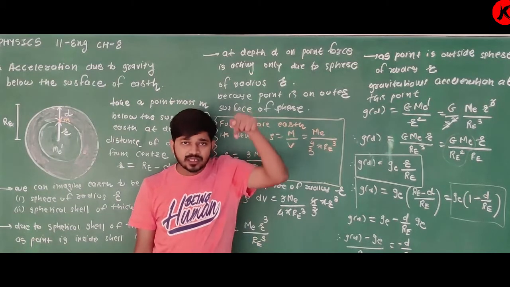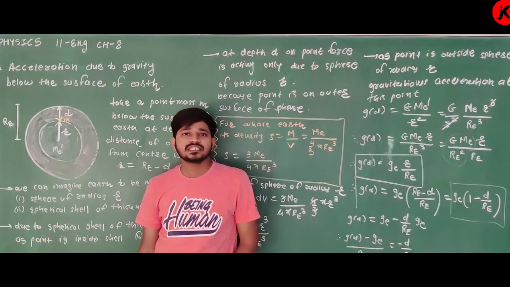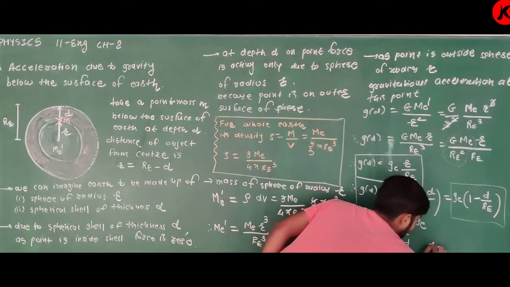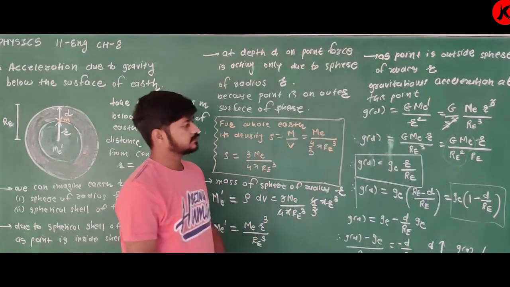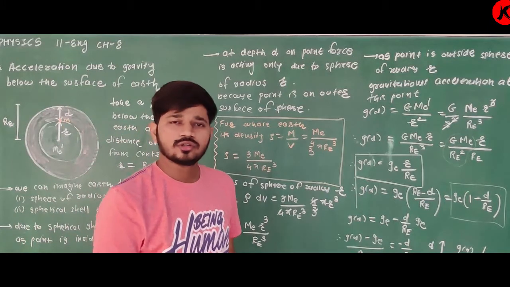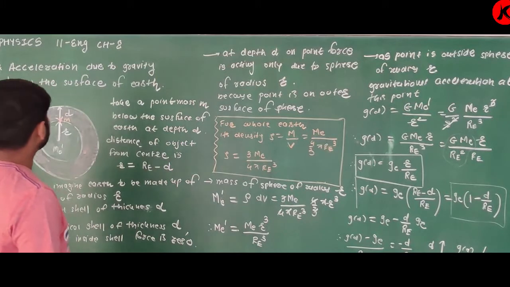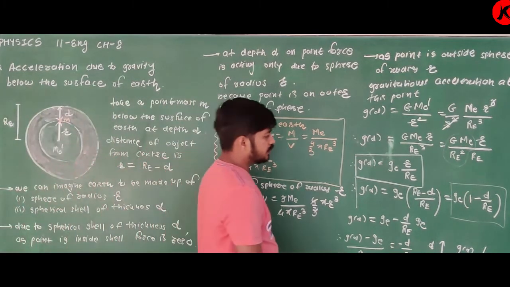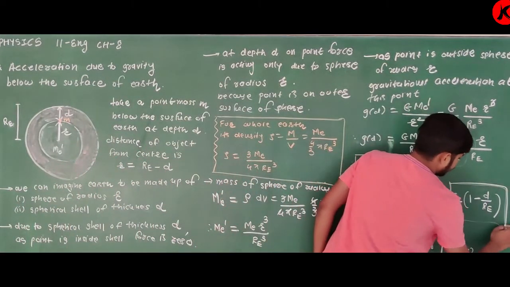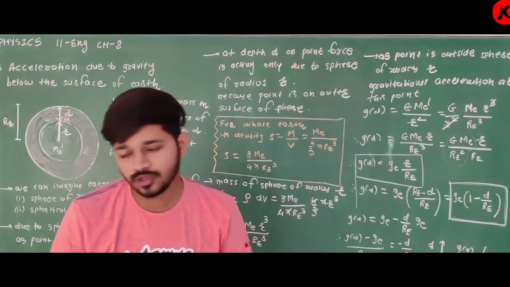As depth increases, if I am moving from this point, then depth increases and gravitational acceleration decreases. Clear about this? Okay, so it is one whole theory which is named acceleration due to gravity below the surface of Earth. And yes, you have to remember the equation GD = GE(1 − D/RE).